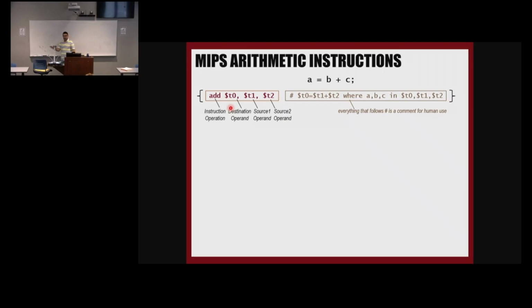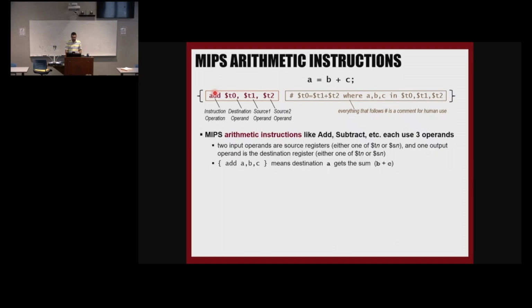It is usually the case in MIPS that the source registers are on the right side, and the destination register on the left. We add these two source registers and put the result in the destination. For example, if we want to add B and C and put the result in A, and if we have B and C in registers T1 and T2, and A is register T0, we just put add T0, T1, T2. It adds these two and puts the result in T0. It's the same story for subtraction and everything else. They usually have 3 operands: 2 source registers and 1 destination register.